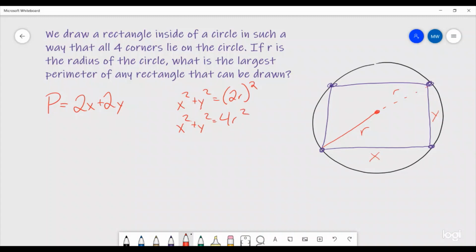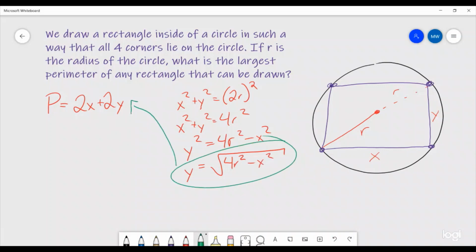And now that we have this, we can solve for one variable. So y squared is equal to 4r squared minus x squared. So that means that y is the positive square root of 4r squared minus x squared. And we can take this, and we can plug it in up here to then find that our perimeter function is 2x plus 2 times the square root of 4r squared minus x squared.